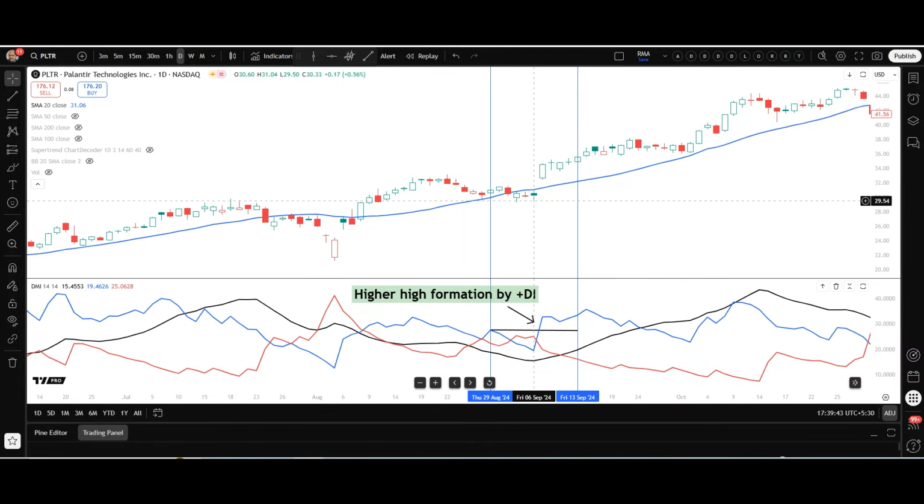It crossed the 20 SMA on the higher side. The chart crossed the 20 SMA, and this is the signal you are getting, and this is the result in front of you. Of course, ADX also supported it massively.